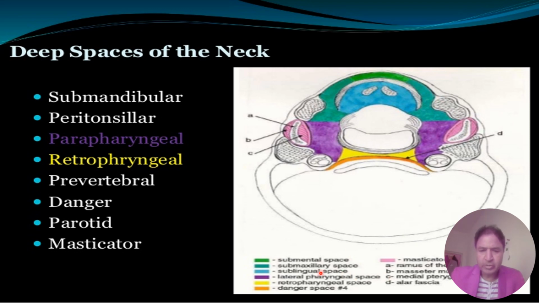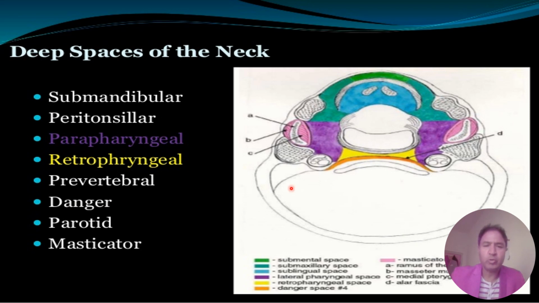Here you can see in color the retropharyngeal space, the yellow one. And then we have the prevertebral space, this one. This is the vertebra, and this is the prevertebral space, and this is the alar fascia, surrounding the prevertebral space.